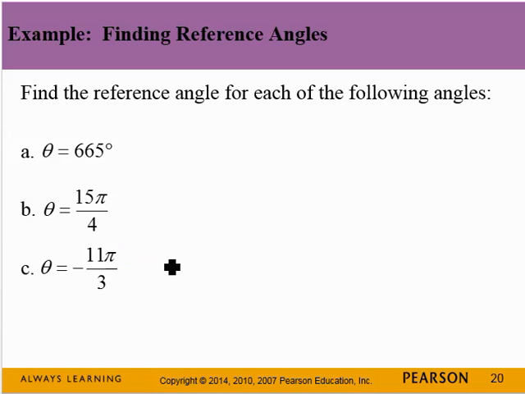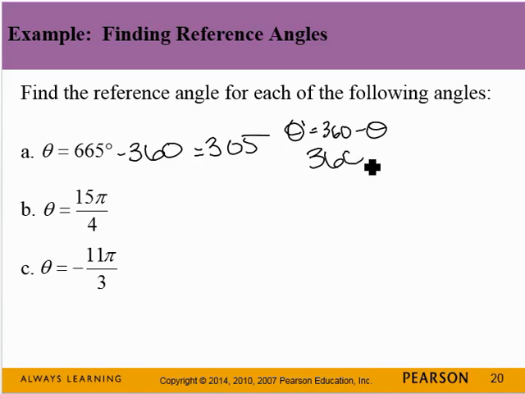So you have theta 665. In order to find our coterminal, you want to subtract 360, which will give you 305. Now you find your reference angle by doing reference angle equals 360 minus theta. So you have 360 minus 305, which would give you 55.